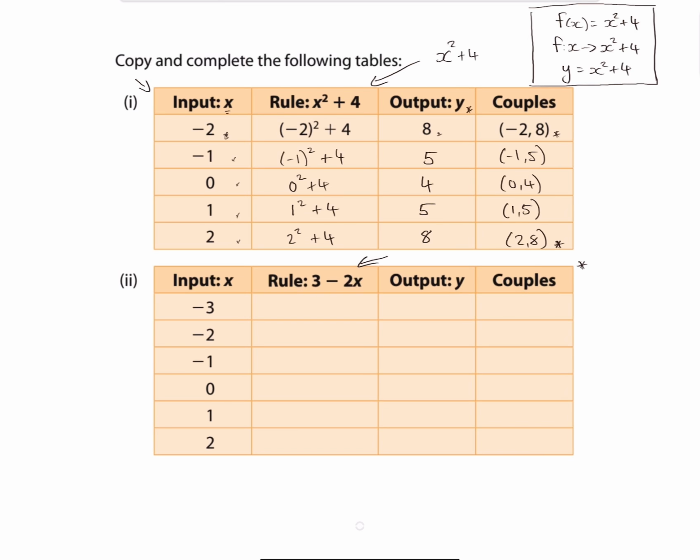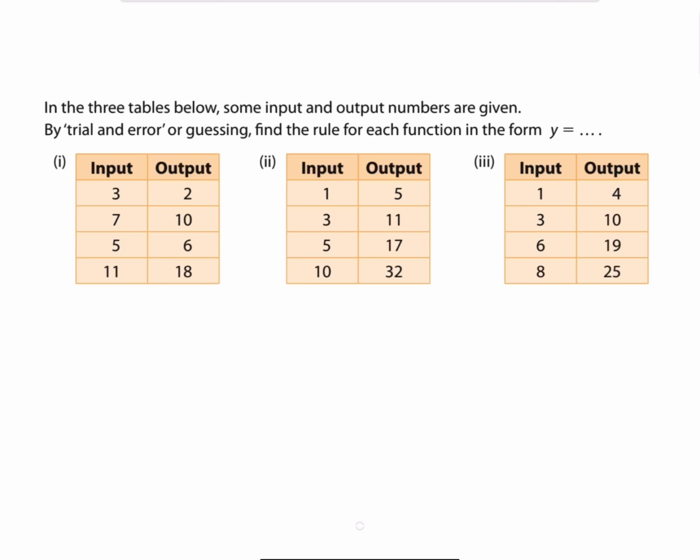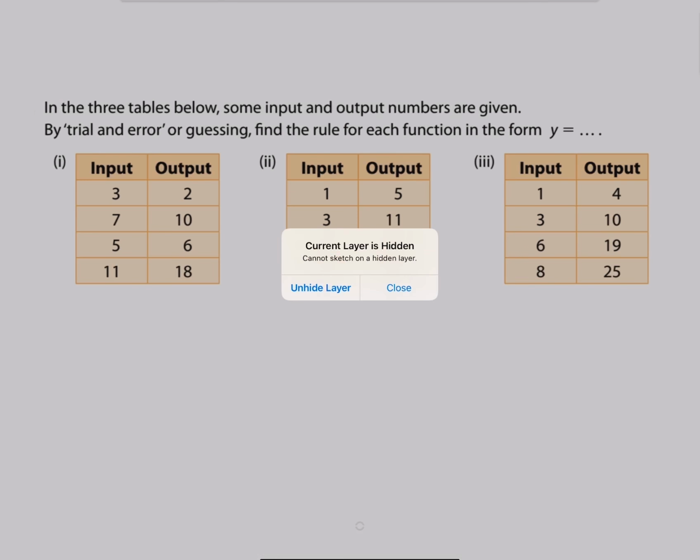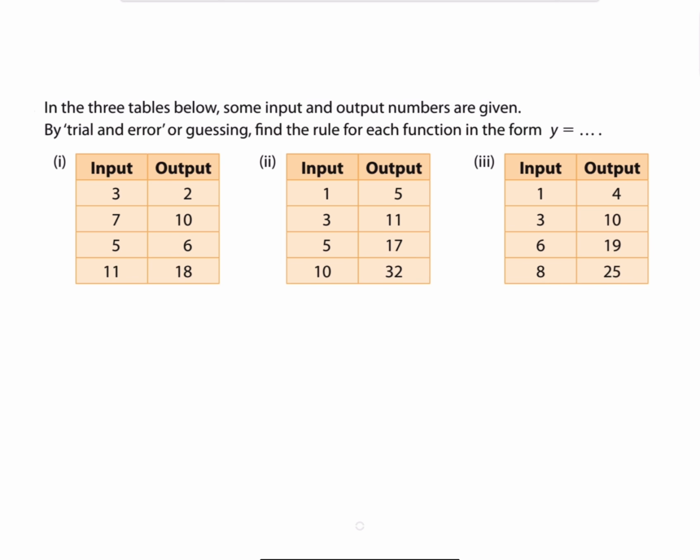Now, any of these three, they're all the same. Now, in the next question, what they're asking you to do is to figure out in your head what the rule could be that if I put in the number 3 and I get the number 2, what could that be? Now, the same rule when I put in the number 7 gets me the number 10. With the same rule when I put in the number 5, I get the number 6. The same rule when I put in the number 11, I get the number 18.